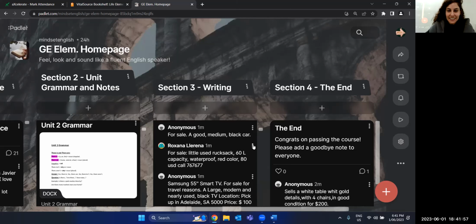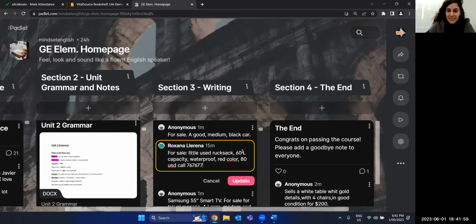Okay, Roxana, let's have a look. For sale, a little used rucksack, 60-liter capacity. Good. Waterproof, red color, the Australian spelling. Yeah. $80. We have to use Australian dollars because you're in Australia, so we're just going to put $80. Okay, Australian. Call. That's your phone number. Yep. So maybe your name here. I'll just write Roxana, and this is your number. Little used rucksack, red color. Yeah, you gave me the details.